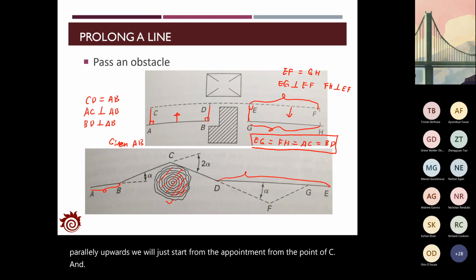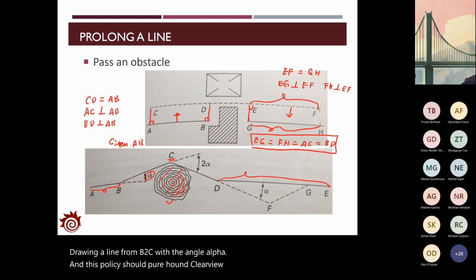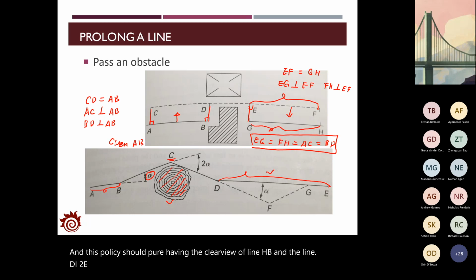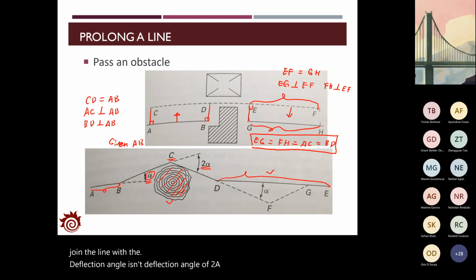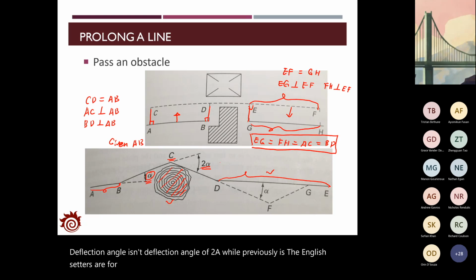and draw the line from B to C with the angle alpha. This point C should have a clear view of line A to B and the line D to E. The next step is to start at the point C and draw a line with the deflection angle of 2 alpha. While previously the angle is set as alpha, at C you should have the deflection angle of 2 alpha, and draw the line along this direction.